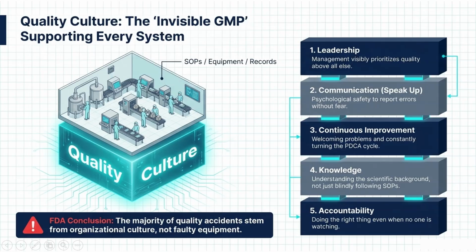Leadership. Management visibly prioritizes quality above all else. Communication. Speak up. Creating psychological safety so employees can report errors without fear. Continuous improvement. Welcoming problems and constantly turning the PDCA cycle. Knowledge. Understanding the scientific background, not just blindly following standard operating procedures, SOPs. And accountability. Doing the right thing even when no one is watching.